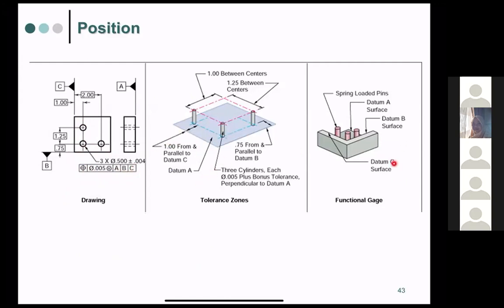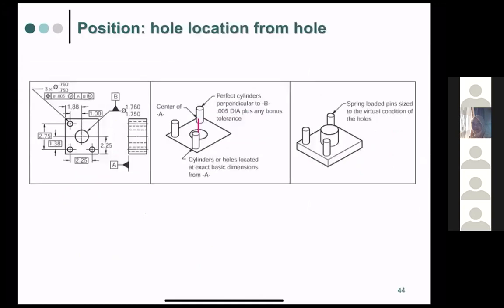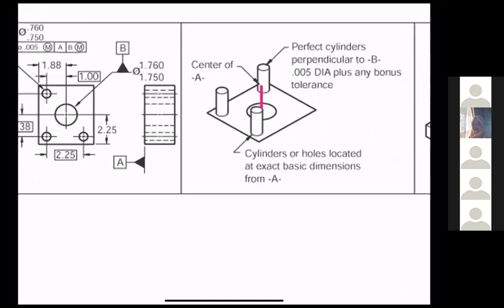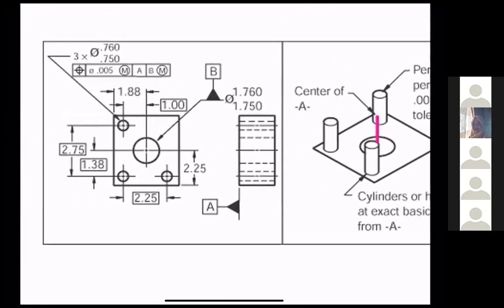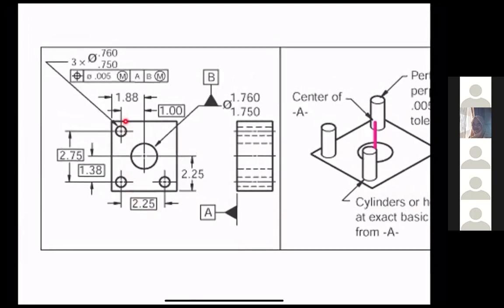Okay, and then to check it, you can use a functional gauge to check the inspection. Okay, this one, for example, is quite large over here, so we can see it here. Yeah, so for example, this tells you about this is datum B, the hole of B. Okay, and this is a datum A, yeah, which is over here. Yes, datum A. And then here you can see that we have the position.